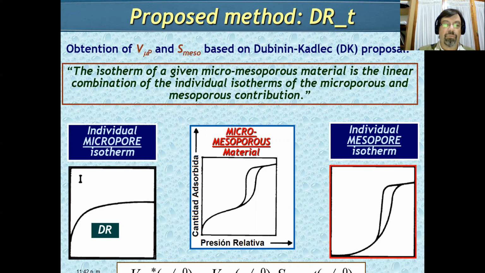This is the micropore volume. This is the adsorbed volume of the microporous and mesoporous material. And here we can put the specific surface area of the mesoporous region in product with the thickness of the adsorption layer.